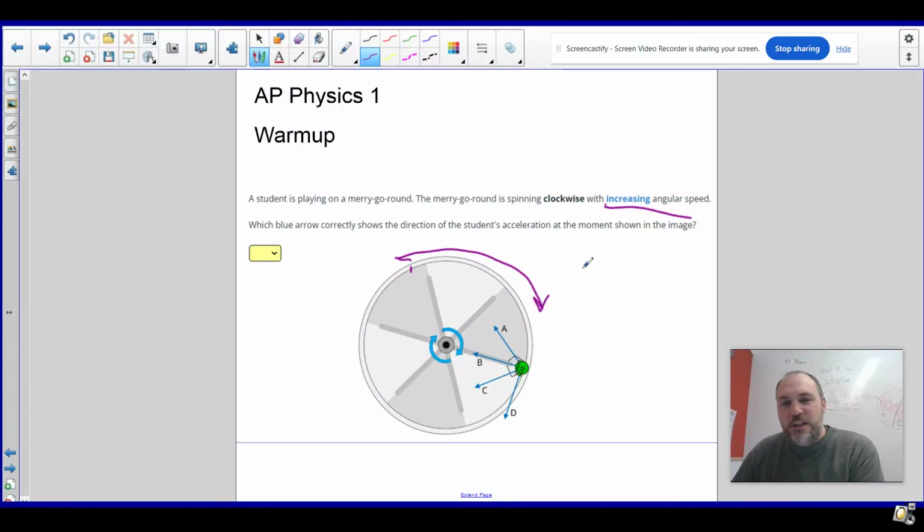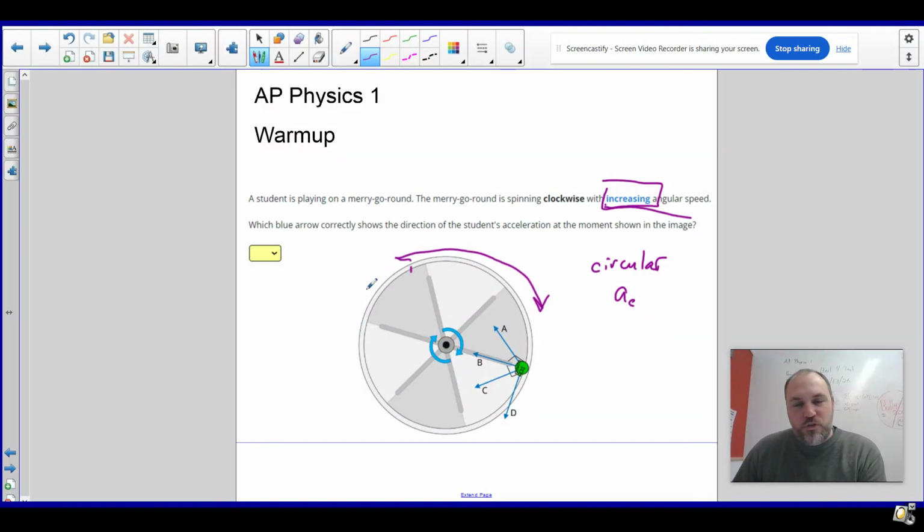It's traveling in a clockwise direction, so we definitely have a circular motion that's happening. In order to have a circular motion, you're going to need a centripetal acceleration for sure, right? So there has to be at least a centripetal component. So you might think that the answer is B, where the acceleration is pointing directly towards the center, but we also need to take into account that their angular speed is increasing.